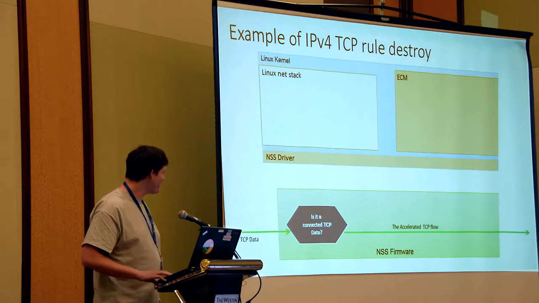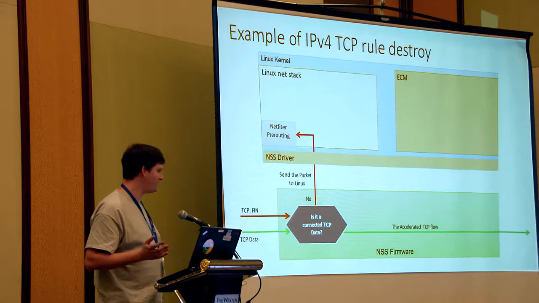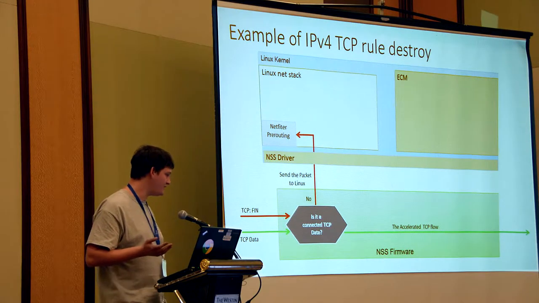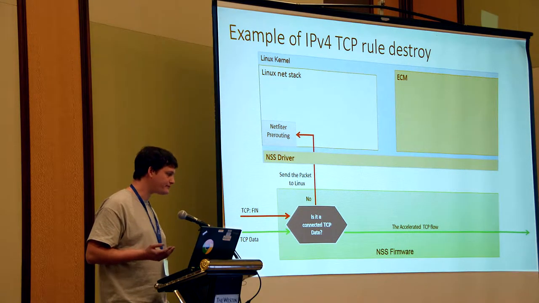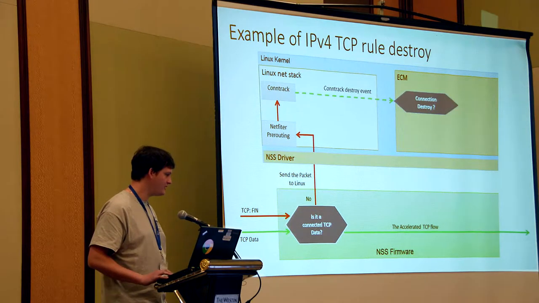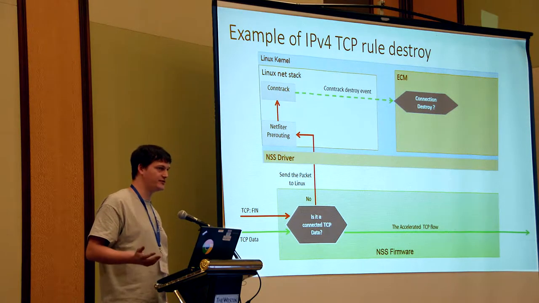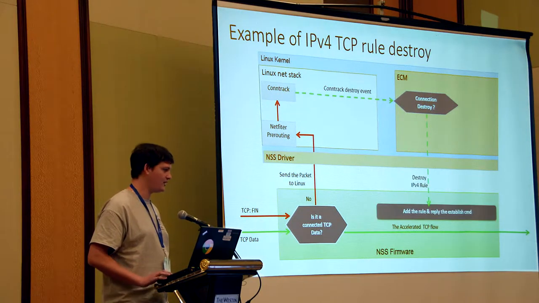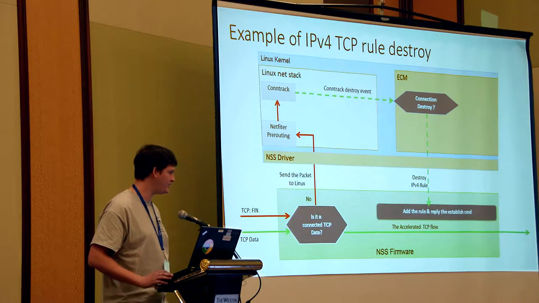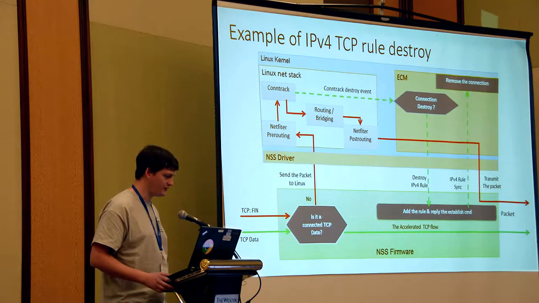So for the destroy rule, it's very similar. At this point, the flow is accelerated. The NSS firmware, if it sees a TCP packet with the FIN flag set, is going to forward it automatically to Linux. Conntrack will send an event, which we register to, saying that the connection is destroyed, and we propagate that to the firmware. And then the rule is removed.